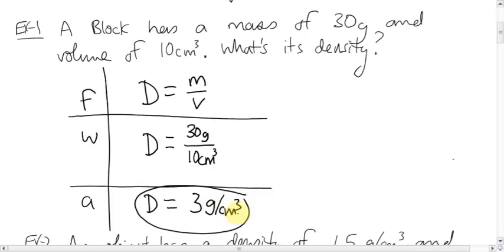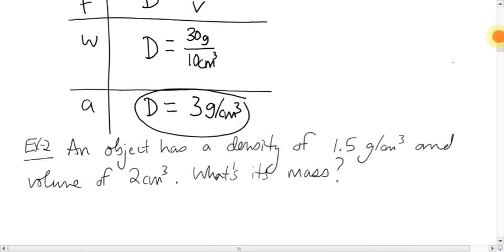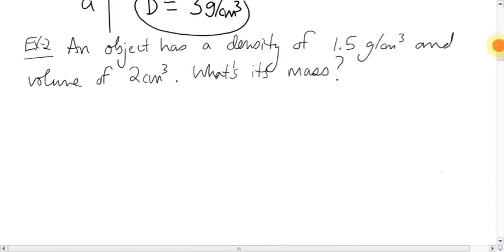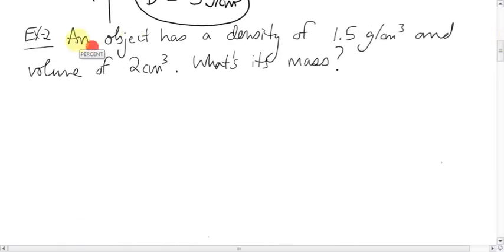Okay, I'm not going to ask you if it's going to sink or float, just getting you to jog your memory on how to use formulas. Now, what about if you had a situation like this? An object has a density of 1.5 grams per centimeter cubed and volume of 2 centimeters cubed. What is its mass? Now first we have to know the formula, and I'll give you the formula. I always will. The formula that we have for density, mass, and volume is this.